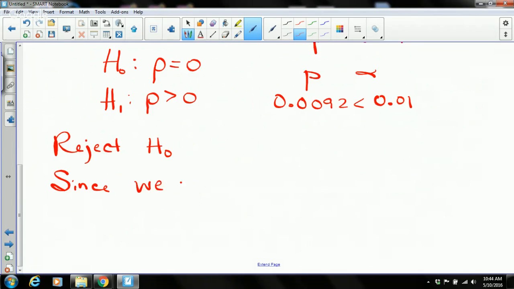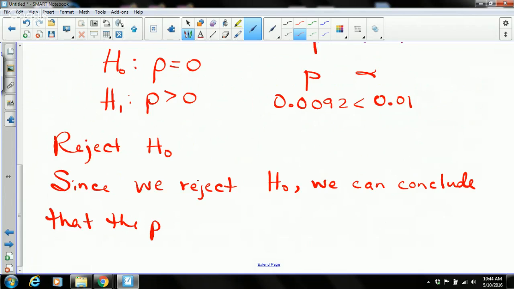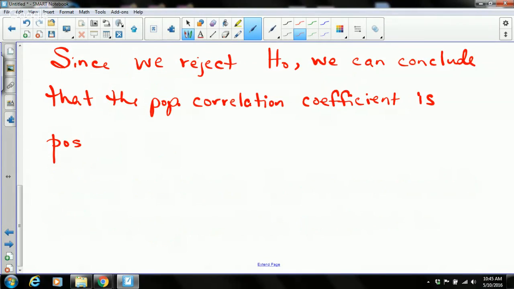Since we reject H sub O, the null, we can conclude that the population correlation coefficient is positive. So that's between our x and our y. I'm assuming y'all know that, but I'll write it between x and y, right?